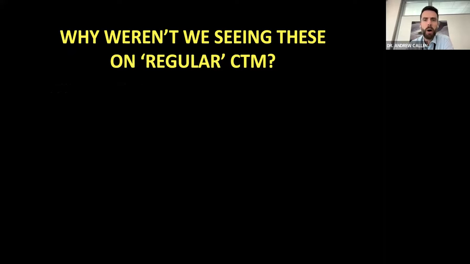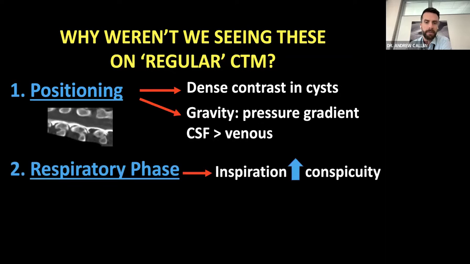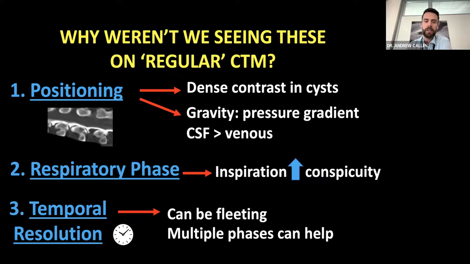So this begs the question of why did it take until 2013 for us to be able to see these CSF venous fistulas? Well, the first thing is the positioning, of course. Laying somebody on their side allows for dense contrast to layer in those meningeal diverticula. It's also facilitating gravity to help us with the pressure gradient from the CSF to the venous compartment. We've also learned that inspiration is incredibly important for increasing conspicuity of the CSF venous fistula. And then, of course, well, this is a little bit controversial, but we believe that temporal resolution is important here.